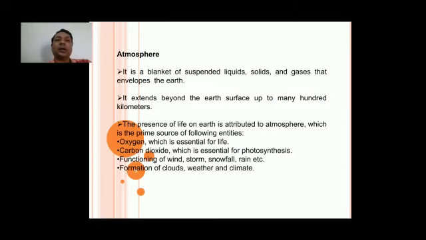This is available in the atmosphere. Carbon dioxide, which is essential for photosynthesis, is also available in our atmosphere. This carbon dioxide is used by the plant for the production of their food. Functioning of wind, storm, snowfall, rain, etc. is also happening in the atmosphere. Formation of clouds, weather and climate, all these are governed in the atmosphere.